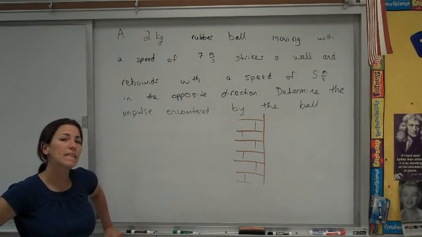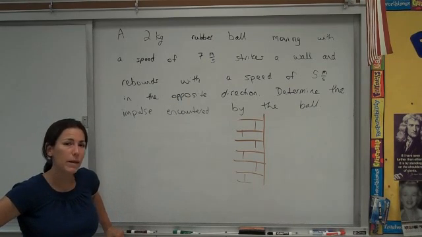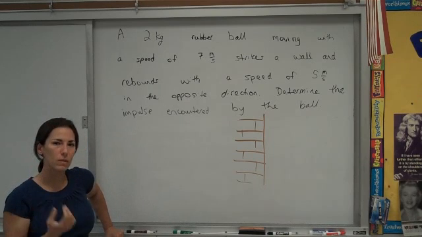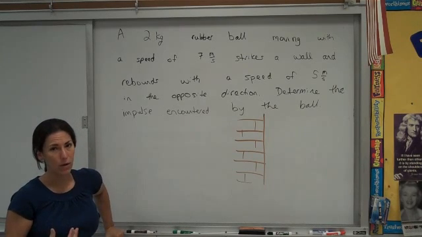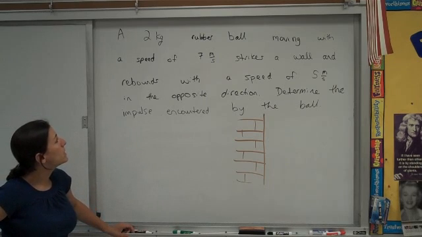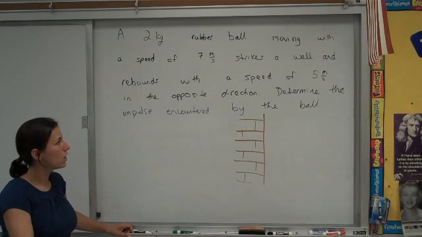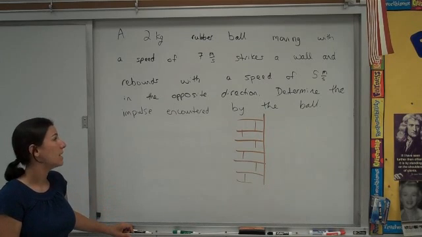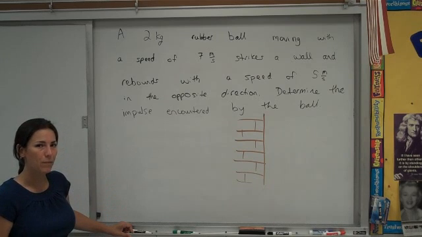Let's take a look at a problem dealing with both the idea of momentum and impulse, and also the idea of rebounding or bouncing backward. It goes like this. A 2-kilogram rubber ball moving with a speed of 7 meters per second strikes the wall and rebounds with a speed of 5 meters per second in the opposite direction. Determine the impulse encountered by the ball.